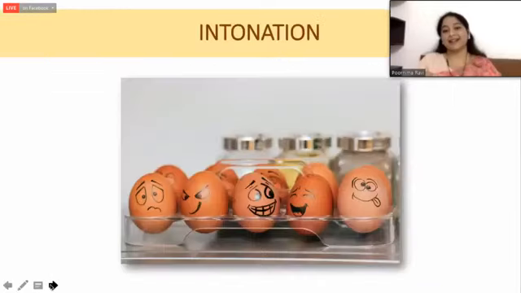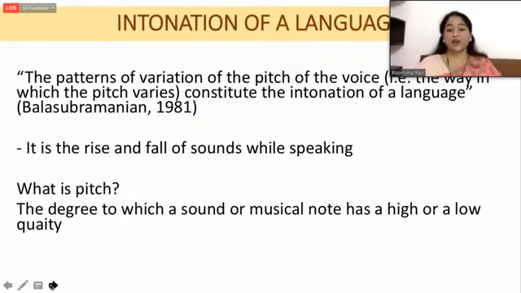Next is intonation, which is all about emotions and the attitudes that you carry, trying to motivate your audience. All that could be expressed through intonation. So what is intonation of a language? It is the patterns of variation of pitch of the voice, the way the pitch varies. It is the rise and fall of sounds while speaking.